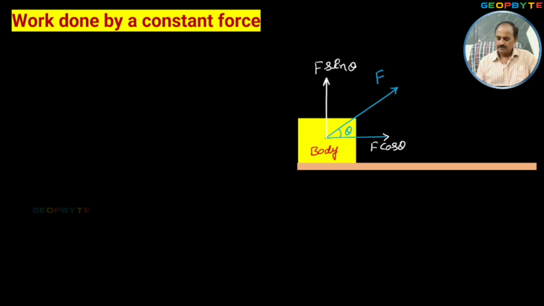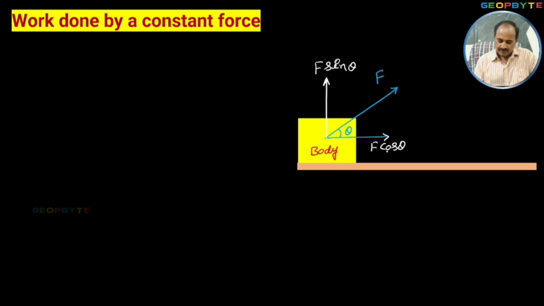Consider a force acting on the body in this particular direction at an angle theta with respect to horizontal. Here theta is less than 90 degrees. Since force F is acting at an angle theta with respect to horizontal, it is developing two components of force. One is the horizontal component of force, F cos theta. The other one is F sin theta. Here F sin theta is the normal force or vertical component of force.